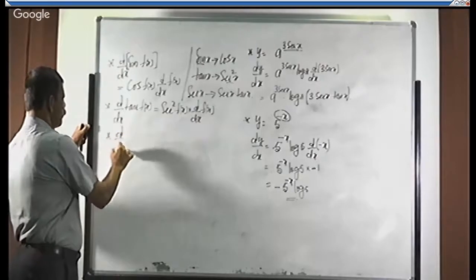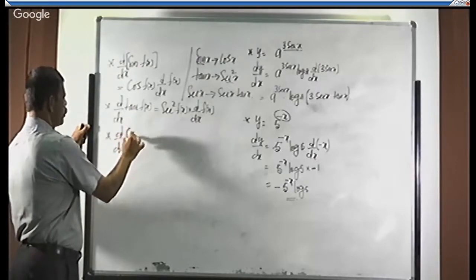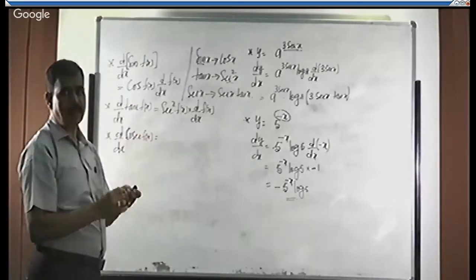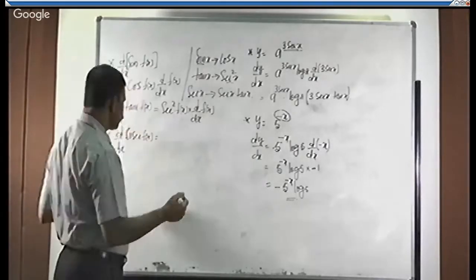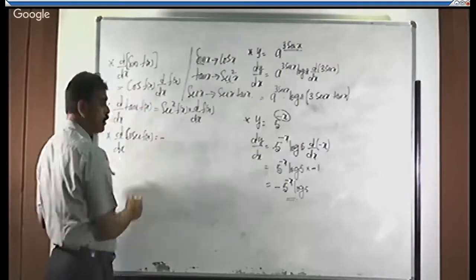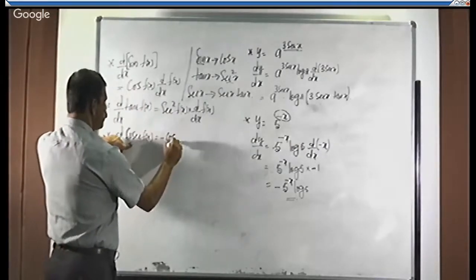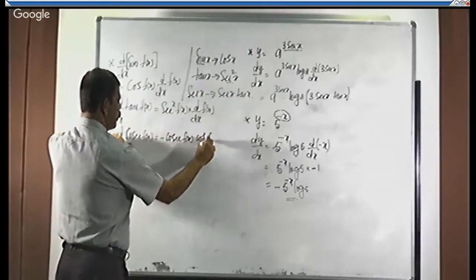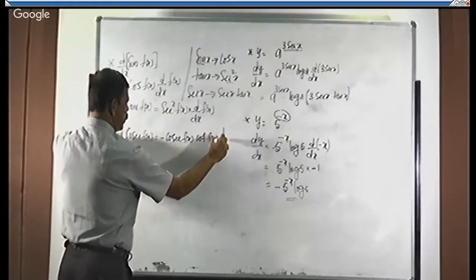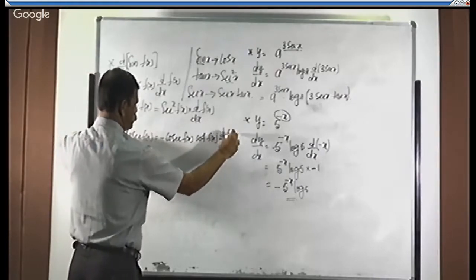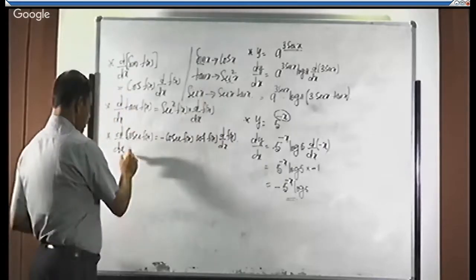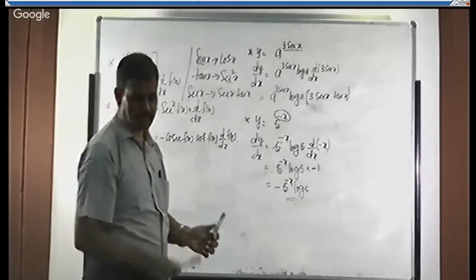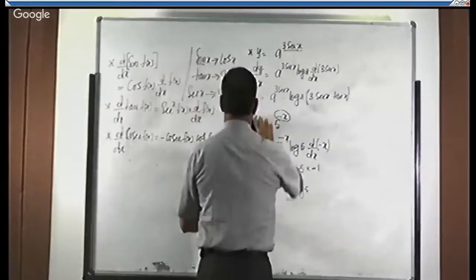d by dx of cosecant function. What is differentiation of cosecant x? Differentiation of cosecant x is minus cosecant x into cot x, right? So here it is minus cosecant function into cot function into d by dx of function. Like that, we can extend it for all other three trigonometric functions, right? Let us take a few examples.